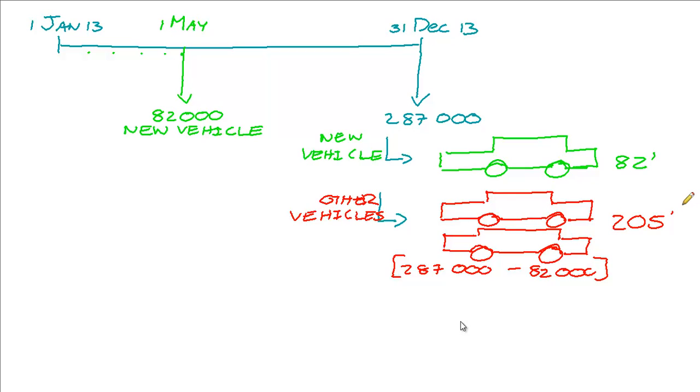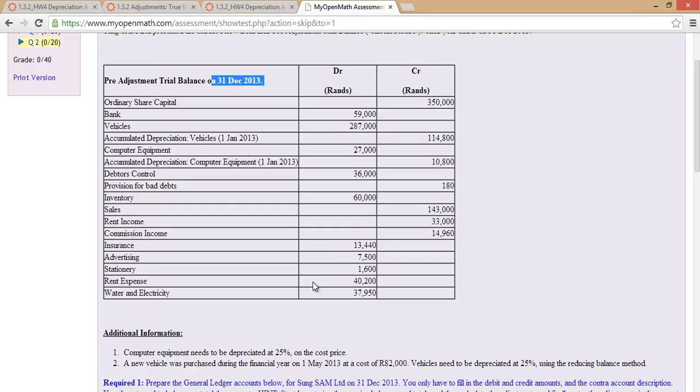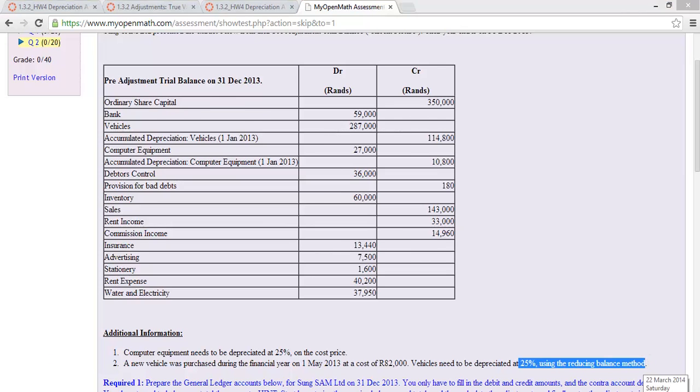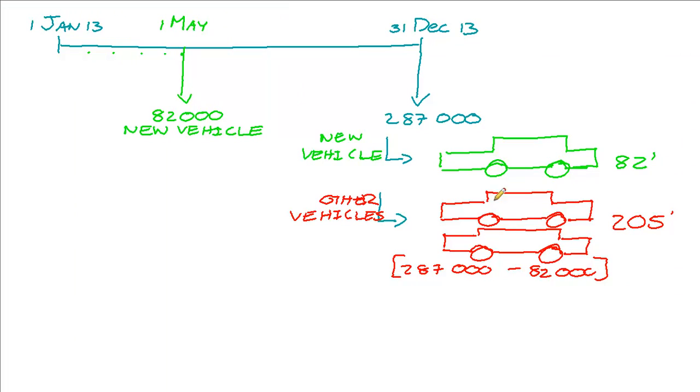Now when we're calculating our depreciation, we need to calculate the depreciation for the new vehicles as well as the other vehicles. So the information says that vehicles need to be depreciated at 25% using the reducing balance method. So let's start with my new vehicle. The depreciation for the new vehicle is going to run from the date that we purchased this asset, the 1st of May, all the way until the 31st of December. So all the way until the 31st of December, and that is going to be May, June, July, August, September, October, November, December.